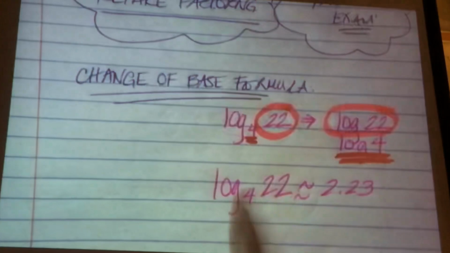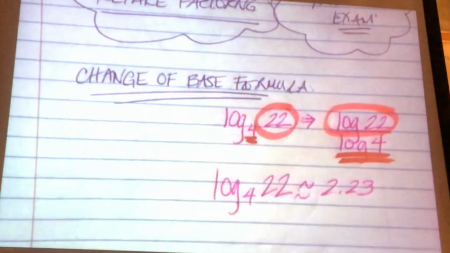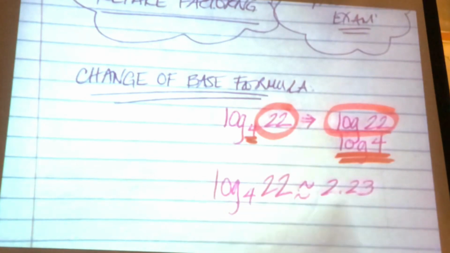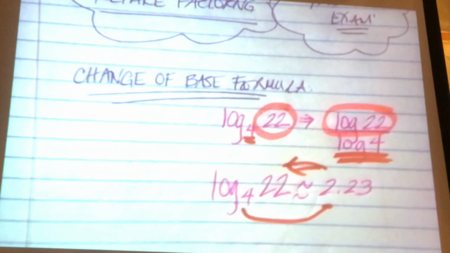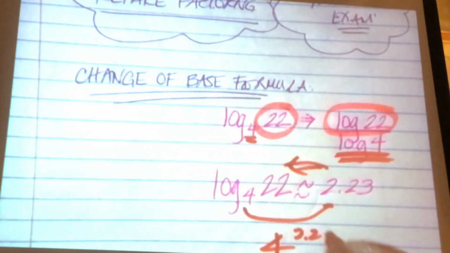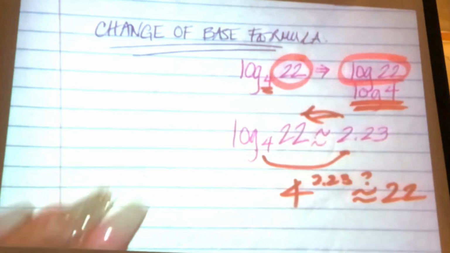What is the point of a log again? Solve for the exponent. How can I check if this is right? Yeah, let's do it. What is 4 to the 2.23? Is it about 22? Don't be like my kids from last year who freaked out if it wasn't exactly 22. If it's about 22, then you're chilling. You're good. So the way you can check it is, again, piggyback. Does 4 to the 2.23 equal 22? That's how you can check if you're right. We're going to need this to solve for actual exponential equations using the change of base formula.